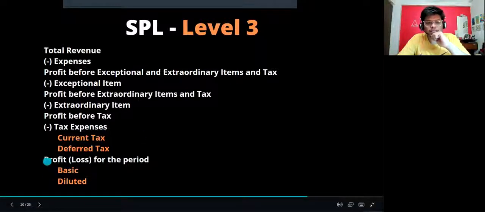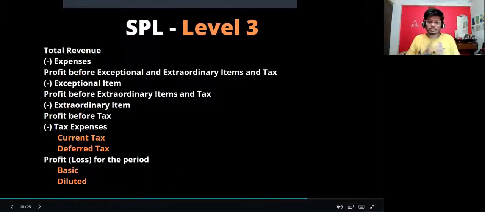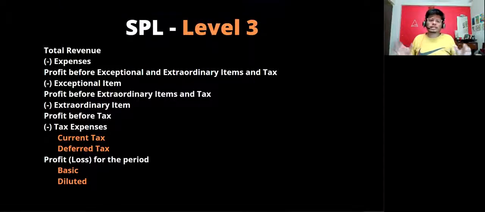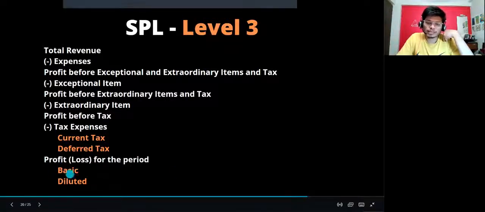Now EPS is basically profit or loss for the period divided by the number of shares. So the company is earning, let's say, 10 lakhs profit, and I have 500 shareholders. So the shareholder wants to know that, okay, if your company has earned 10 lakh rupees, how much have I earned from that share? For one share, how much do I earn? So for that, we have given basic and diluted EPS.